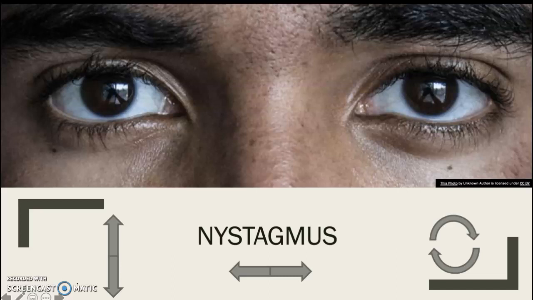Nystagmus can further be identified by the direction of the fast-beating component of the eye movement. For example, if the eye beats to the right faster than it moves to the left, you have right-beating nystagmus. On the other hand, if the eye moves faster to the left than to the right, you have left-beating nystagmus.